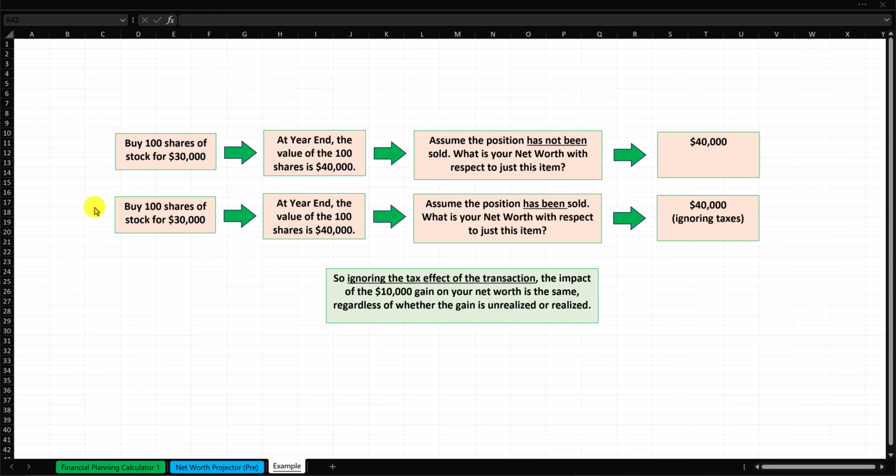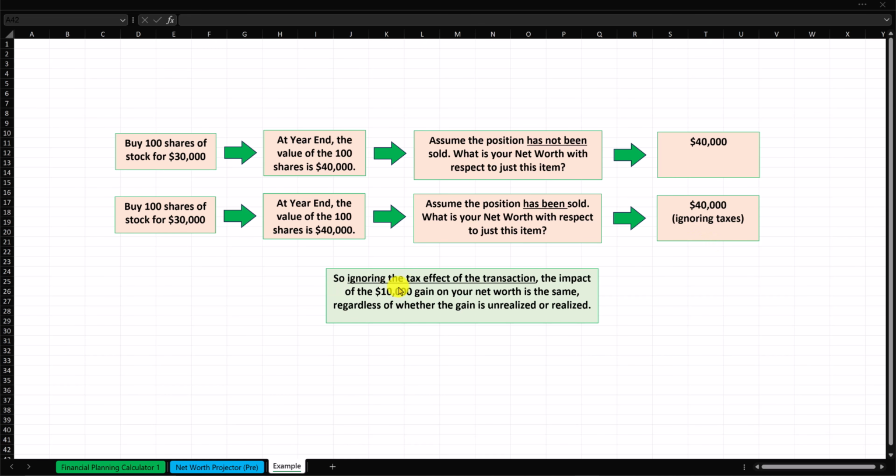Alternatively, you buy the same 100 shares for $30,000. At the end of the year, the 100 shares is worth $40,000. Assume the position has been sold. What is your net worth with respect to just this item? And the answer is, ignoring taxes, it's still $40,000. There's no difference in the two scenarios except for the tax effect.